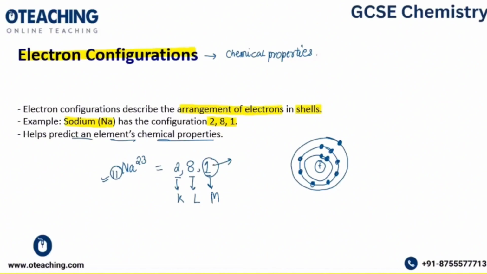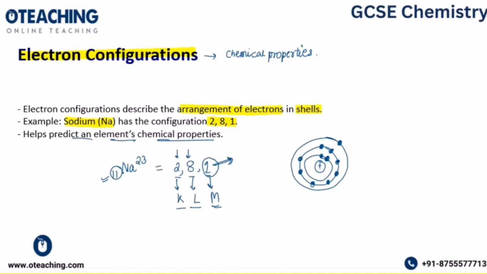Why did I say this one only and why not 2 and 8? Because 2 and 8, these shells, K and L shells, are completely filled. But the M shell has one extra electron. What is noble gas configuration? Completely filled orbitals configuration. So in order to obtain noble gas configuration, we need to remove this one extra electron. How this electron will combine with different elements would determine the chemical properties of sodium.